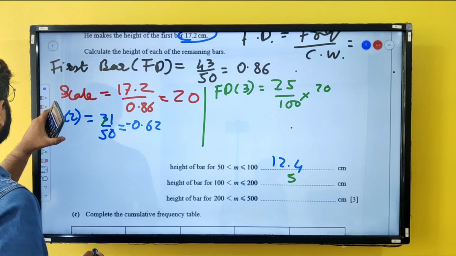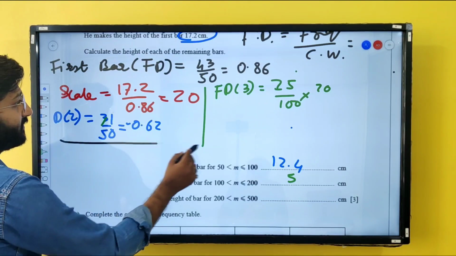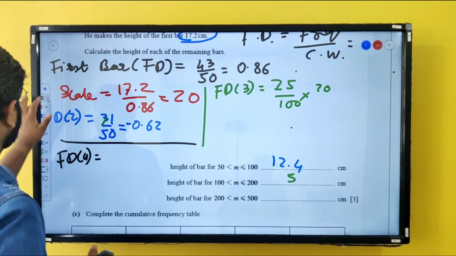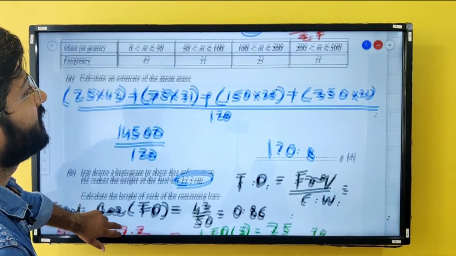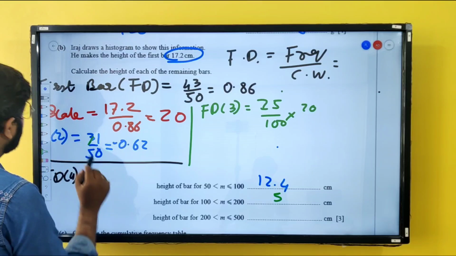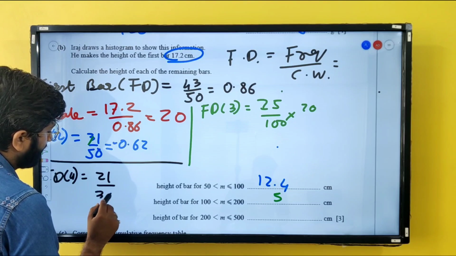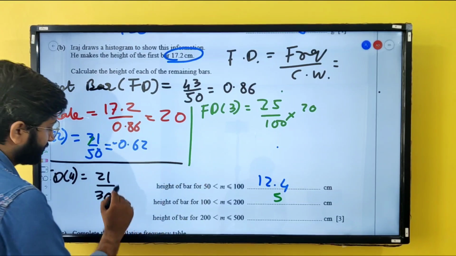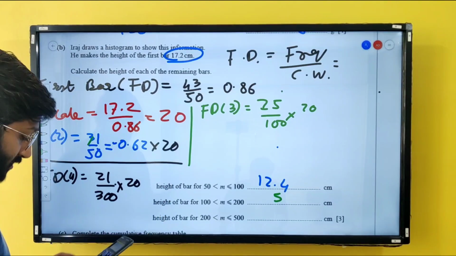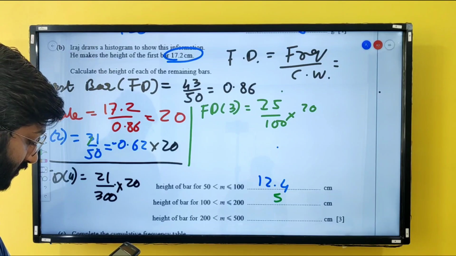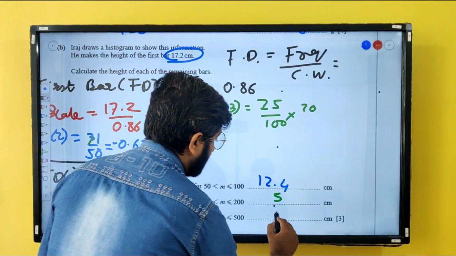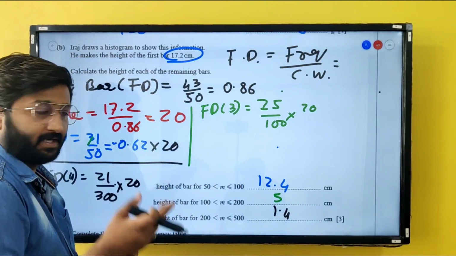Now let us do the last bar. Frequency density for the fourth bar: the frequency is 21, class width is 300, and at last we'll multiply this with 20. Here also 20. So 21 into 20 divided by 300. So this is 1.4 centimeter, right?